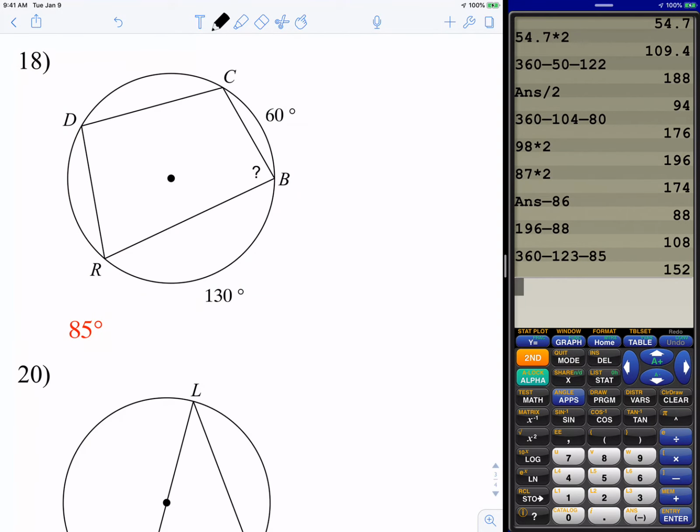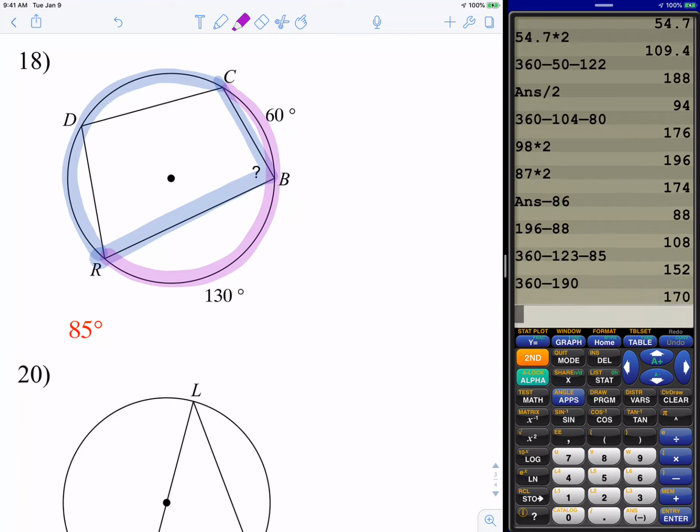Number 18. All right, this time I want to know the measure of angle CBR. Well, that intercepts this arc right here. Again, just like the last problem, I know the arcs for the rest of the circle, and that's 190. So if I do 360 minus 190, that's 60 and 130, 190. I get 170 degrees. So this arc right here is 170 degrees. Arc RDC. Well, RC. Okay, and then the arc is equal to 2 times the measure of angle B. Divide by 2, and you get 85 degrees.